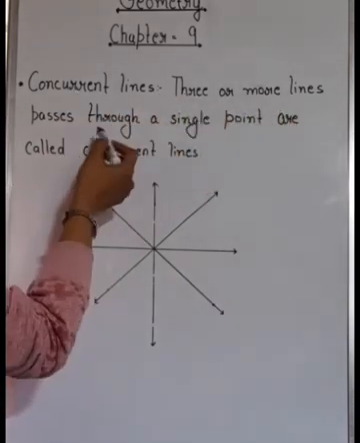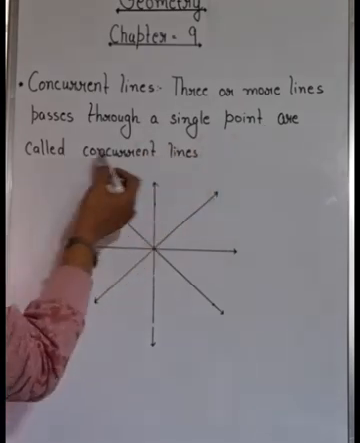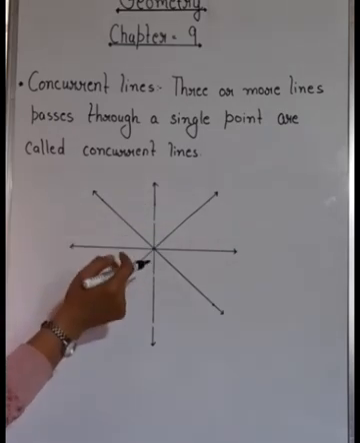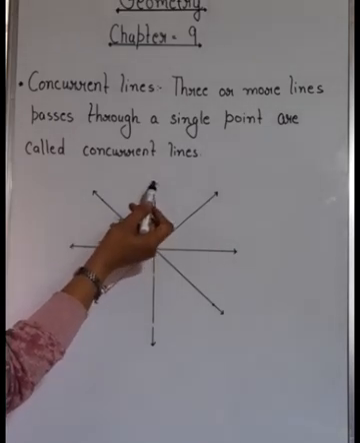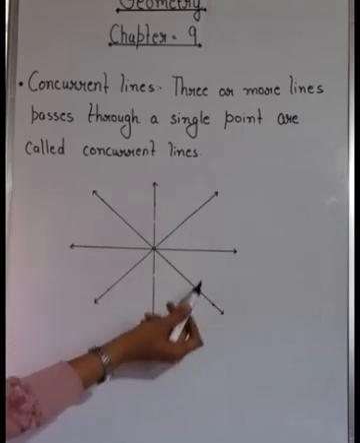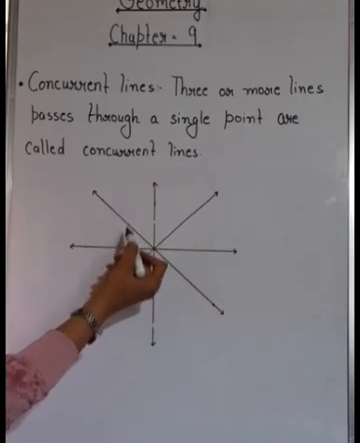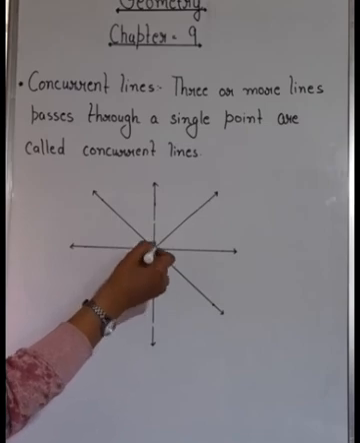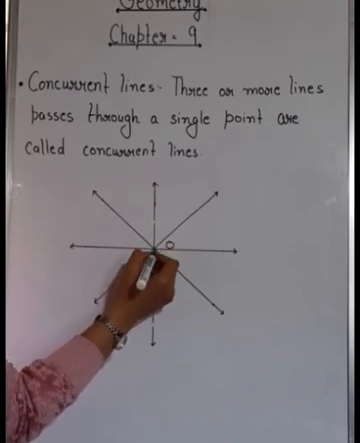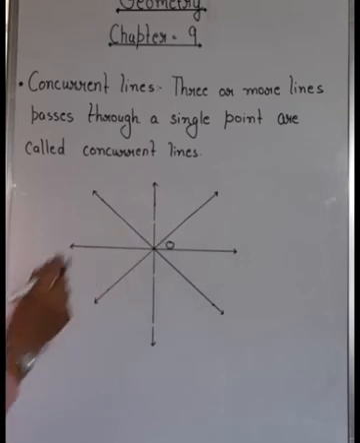Next, we have concurrent lines. Three or more lines passing through a single point are called concurrent lines. So we'll understand it from this figure. I have drawn a figure over here, and how many lines have I drawn? 1, 2, 3, 4. I have drawn 4 lines, and you can see that these 4 lines are intersecting at one point, or they are passing through a single point, and I name this point as O.